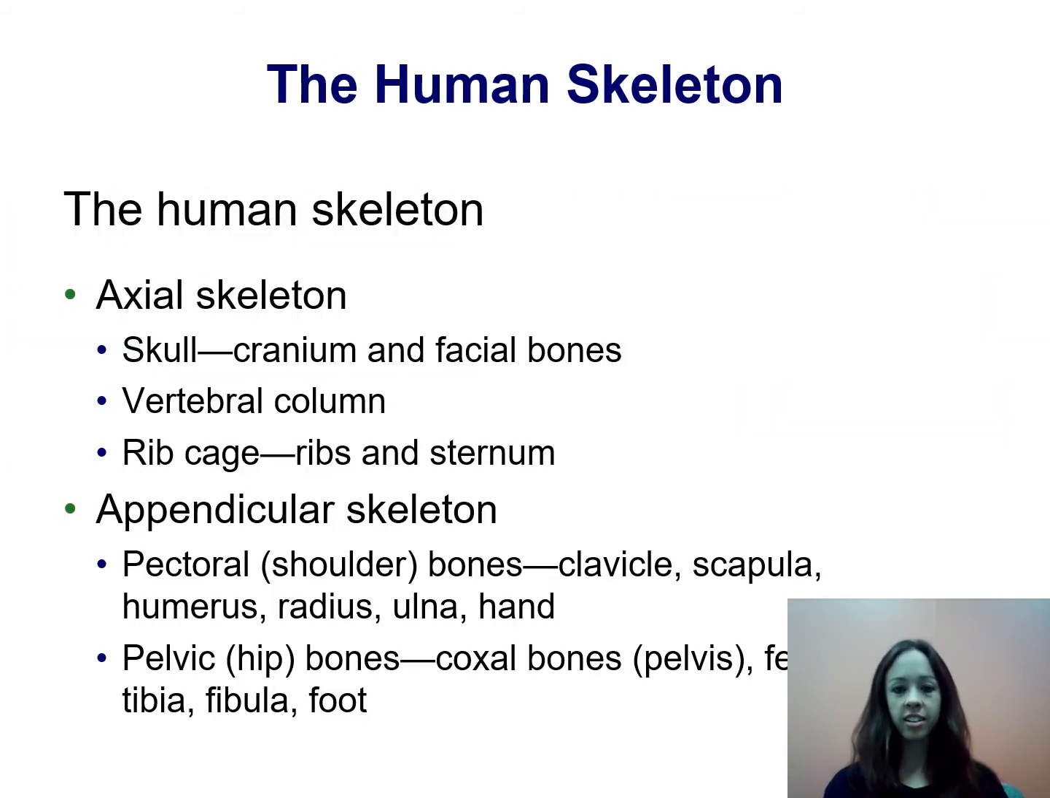The human skeleton is made up of 206 bones and is arranged into the axial and the appendicular skeleton. The axial skeleton is all the bones found in your head, chest, and mid-region. This includes the skull, which protects the brain, the vertebral column, making up the spine, and the ribcage, which protects the heart and lungs. The appendicular skeleton includes all the bones found in the shoulders, arms, hips, and legs.